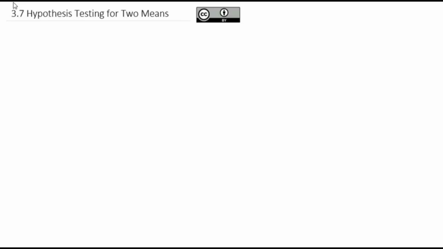The next type of hypothesis test we're going to turn our attention to is a hypothesis test for two means, as we attempt to answer the question, how do we compare two means? And just as is the case with all the other different hypothesis tests, the process is exactly the same. The only difference is we have some formulas to help us set up our test statistic.